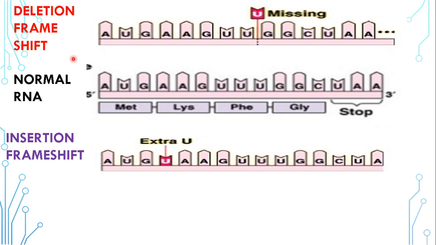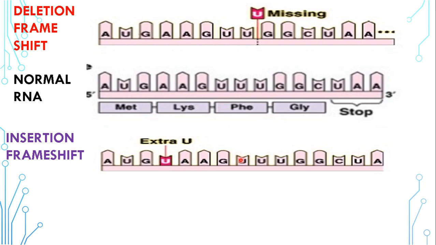Insertion frame shift. You see here the same sequences. This is the normal one. So AUG remains the same, but just after the guanine of AUG, one new base got inserted, U. One uracil got added here. So what was to happen? Actually the reading frame should have gone AAG, but now it will read as UAA. This becomes a triplet, followed by GUU.